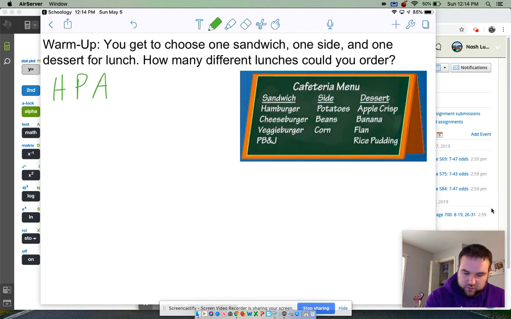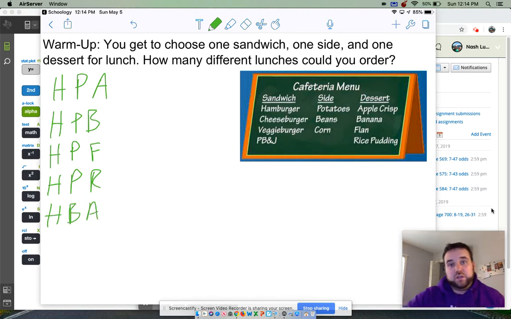I could also go hamburger, potatoes, and banana. Maybe I want a hamburger, potatoes, and flan. Maybe instead hamburger, potatoes, and rice pudding. Or maybe I don't want potatoes and instead I say beans and apple crisp. You get the idea. There's a lot, and I don't want to list them all out.